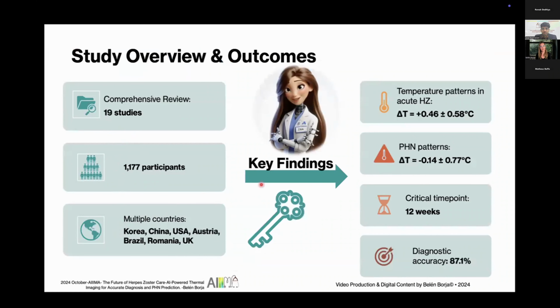We found distinct temperature patterns. In acute HZ, a temperature difference between affected and unaffected area of plus 0.46 degrees Celsius plus or minus 0.58 degrees Celsius, while in PHN, minus 0.14 degrees C plus or minus 0.77 degrees Celsius. Notably, we identified 12 weeks as a critical time point, achieving 87.1% diagnostic accuracy.